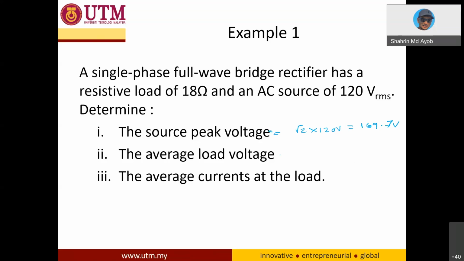And then the average load voltage, so 2 Vm over pi. 2 multiply 169.7 over pi. Which is very straightforward. The average current, I out average, so V out average over the resistor. So 169.7 multiply with 2 over pi. So 108. So this one 6 amperes.